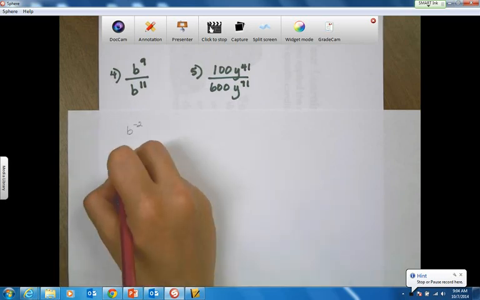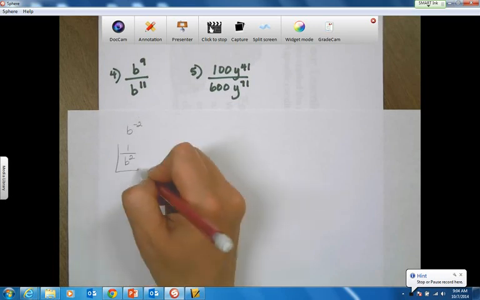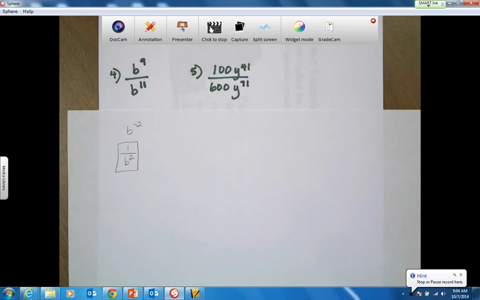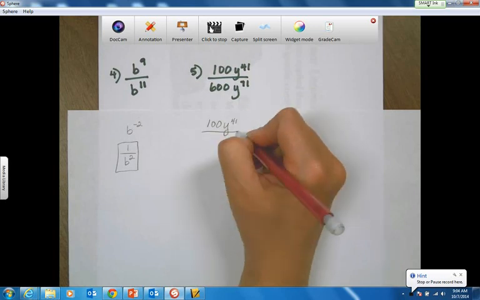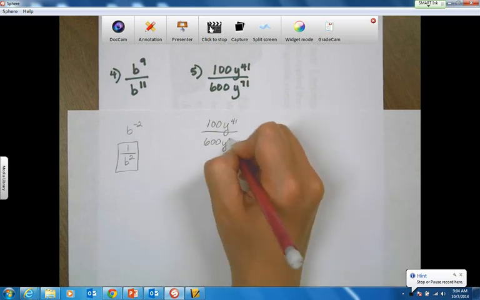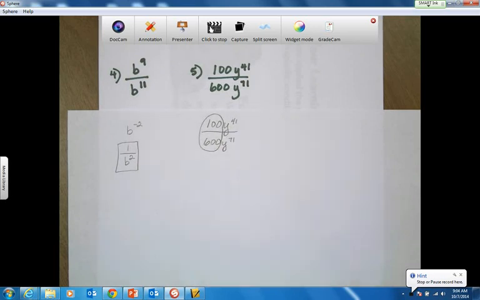Okay, number 5. I'm going to rewrite this one so we can look at it here. Y to the 41 over 600 y to the 71. Okay, so first of all, I need to take this right here and reduce that fraction. Okay, so if I have 100 and 600, both of those can divide by 100. So I get 1 over 6. You guys all see how I just reduced that fraction. I'm not changing to a decimal, I'm just reducing it.